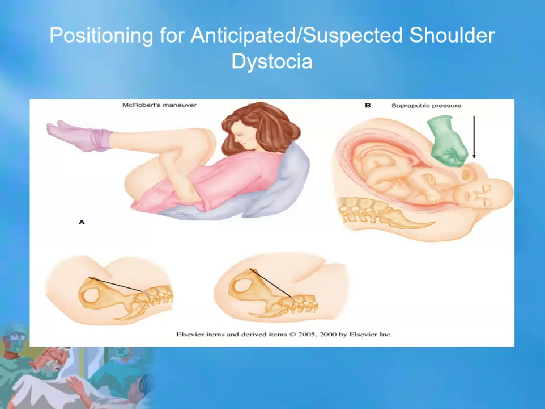Now, we used to have this, and we could jump on mom's belly and do fundal pressure, but that's a no-no. That's another new rule that the obstetric society has come out with. We cannot do fundal pressure, but you can do suprapubic pressure, where you make a little fist over that pubic bone and help push that baby down and get those shoulders down and delivered. So suprapubic is okay, but no fundal pressure, okay?